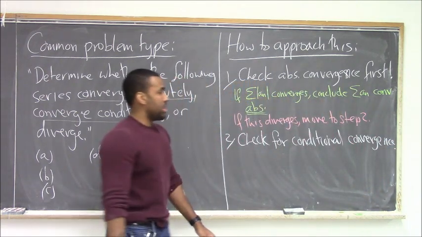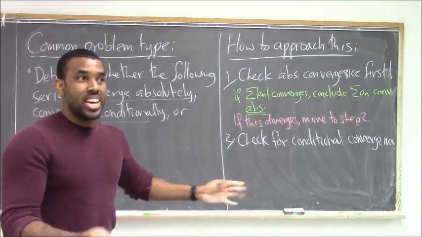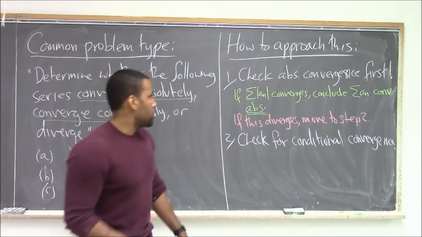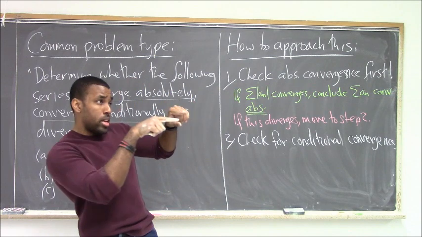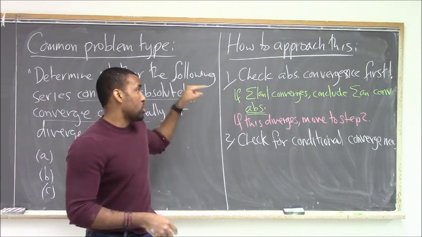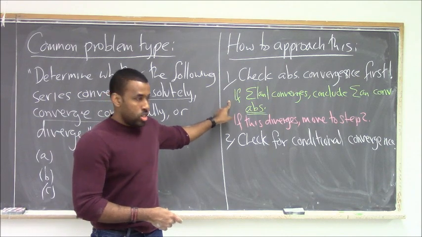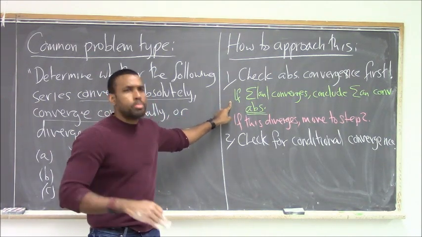Now, basically what that means is that you're now going to remove all the absolute values and just test the original series as it was originally presented. So, if I ask you this kind of problem, the first thing you're going to do is put absolute values around each term of the series. You're going to do one of the series tests I taught you to determine whether it converges or diverges. If it converges, you stop, you conclude, hey, the series converges absolutely.